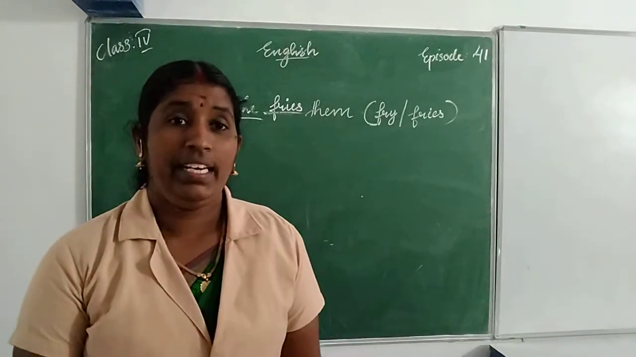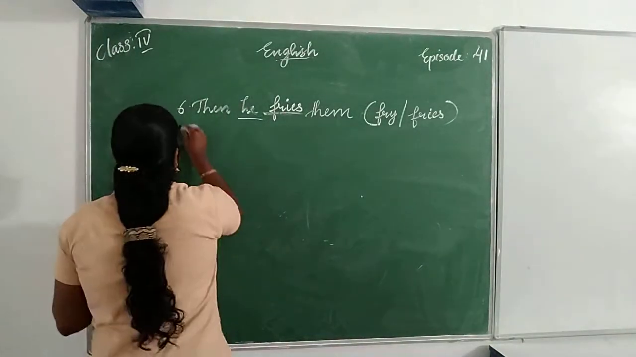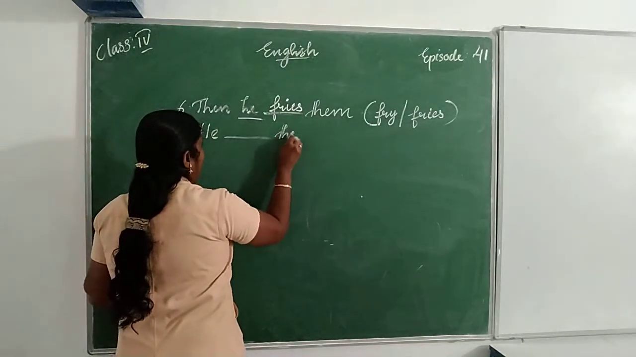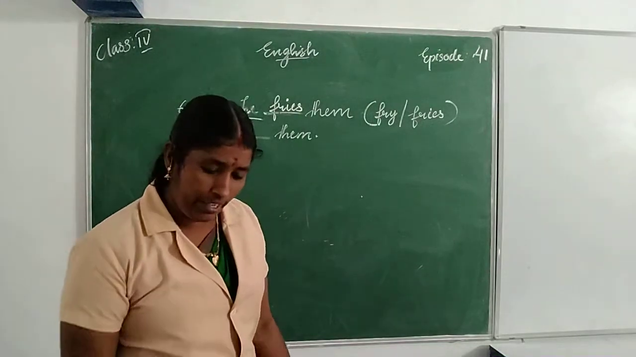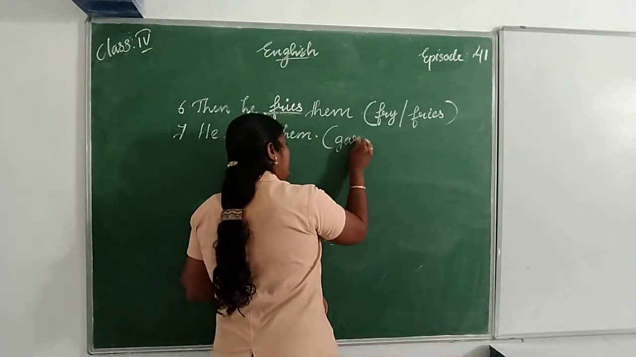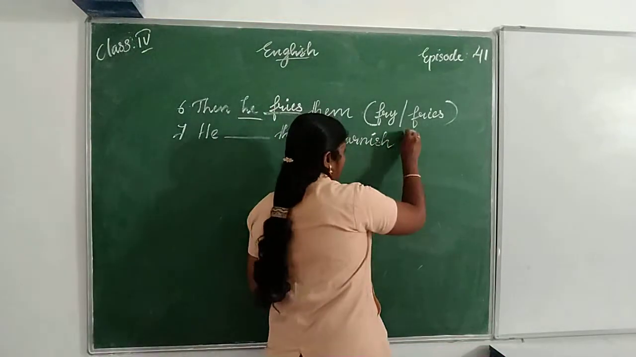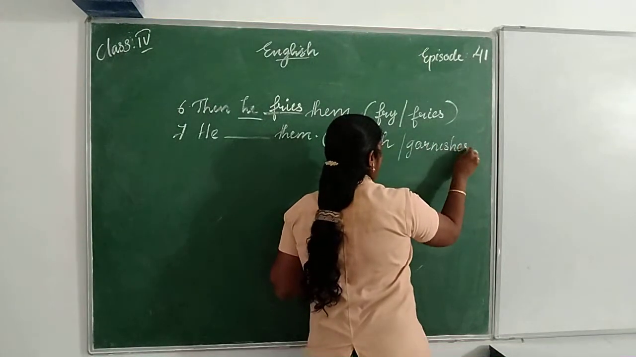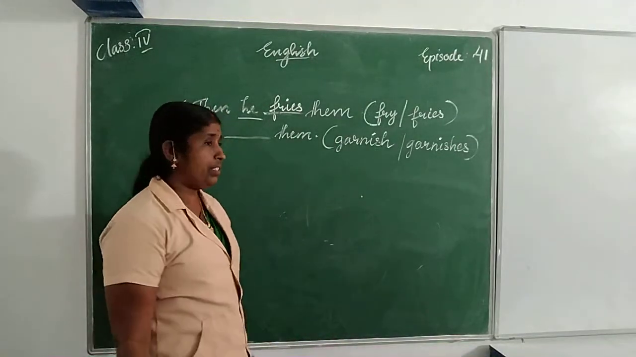Next example is the seventh one. He ___ them. The verbs given are garnish, garnishes. G-A-R-N-I-S-H, garnish, means decorate. G-A-R-N-I-S-H-E-S, garnishes. Which is the subject of the sentence?